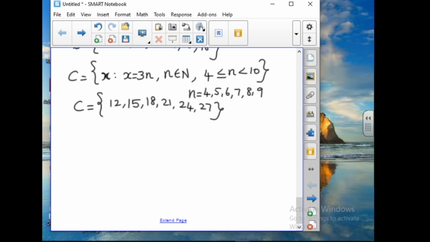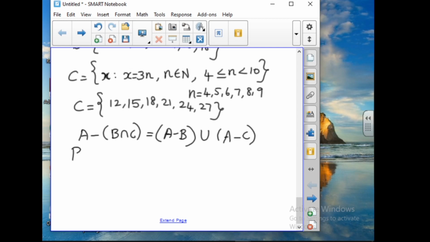First you should find the set values, the numbers. Then you have to check the condition. What we want to show is A difference B intersection C is equal to A difference B union A difference C.